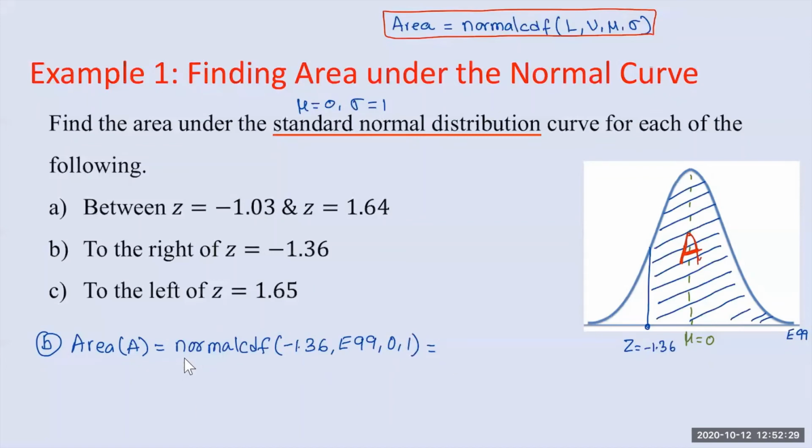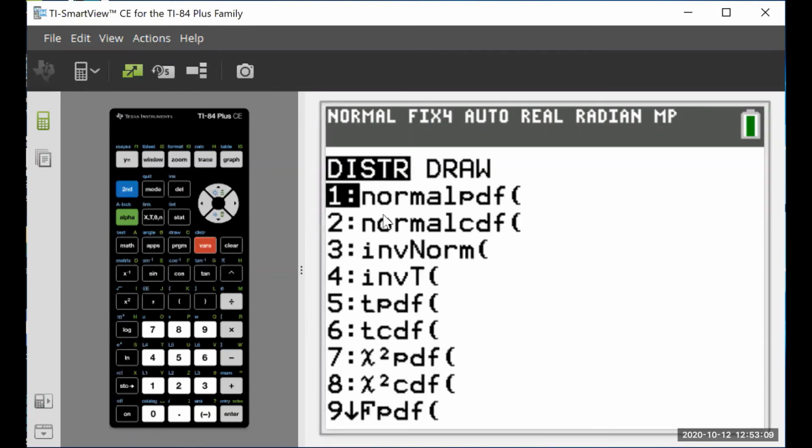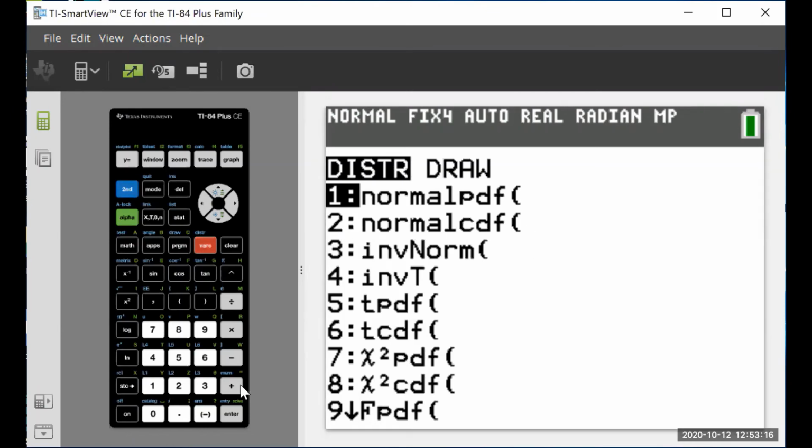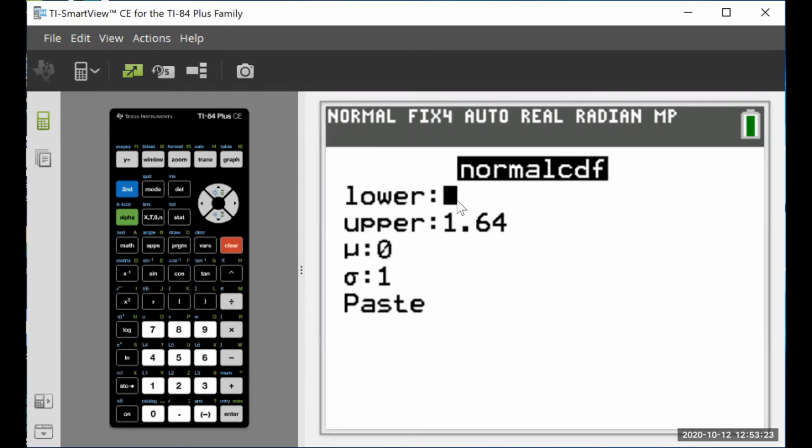Let's see how we can use our TI-84 calculator to type this and get the result. In the TI-84 calculator, we go to second, and then vars. That's where we access our distribution. We are looking for the second one, normal CDF. So number 2, normal CDF. Now I need the lower limit of our area. In part B, the lower limit is negative 1.36.